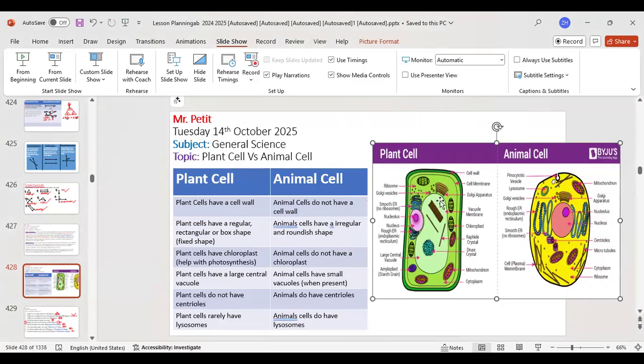As you can see, the plant cell on the left-hand side, look at it. It's like round, not round.